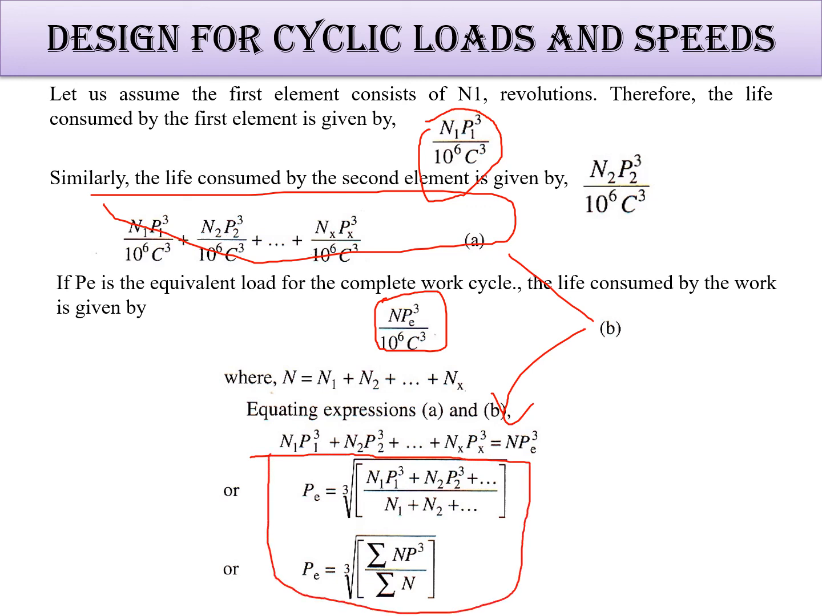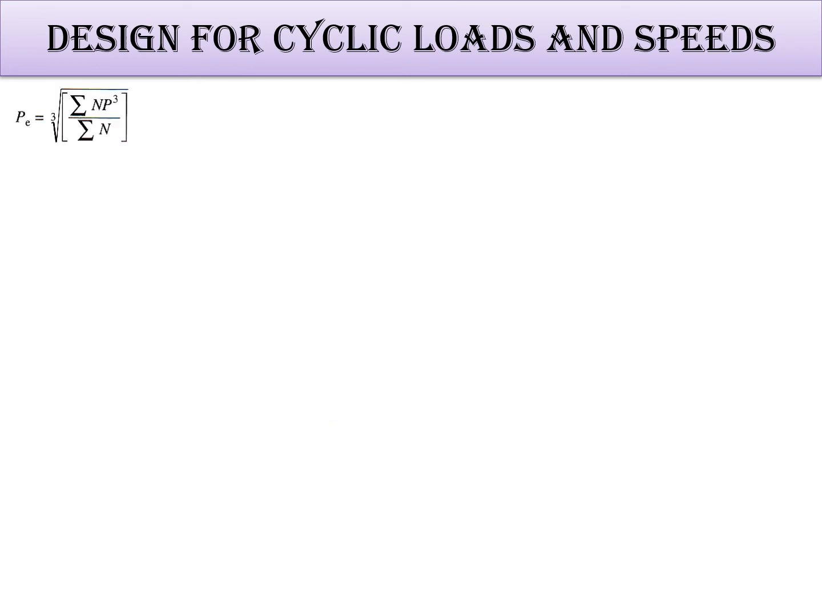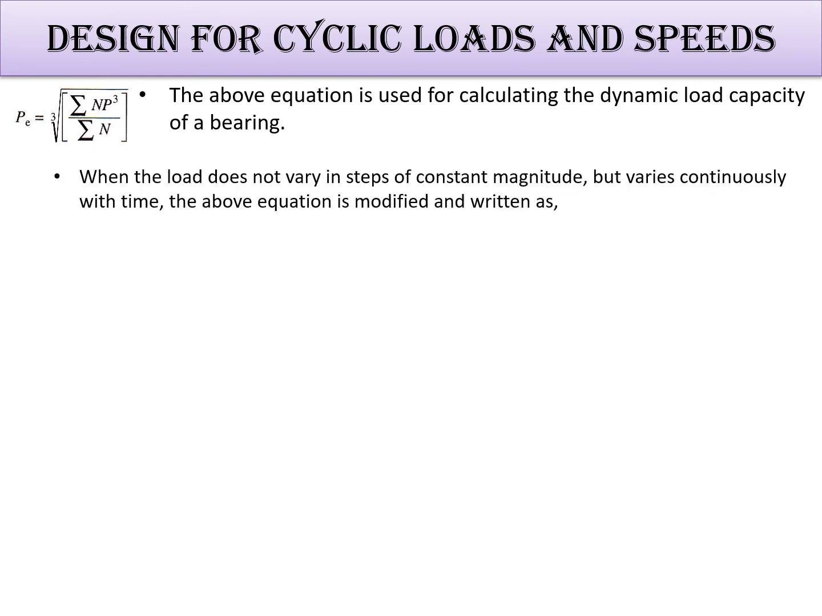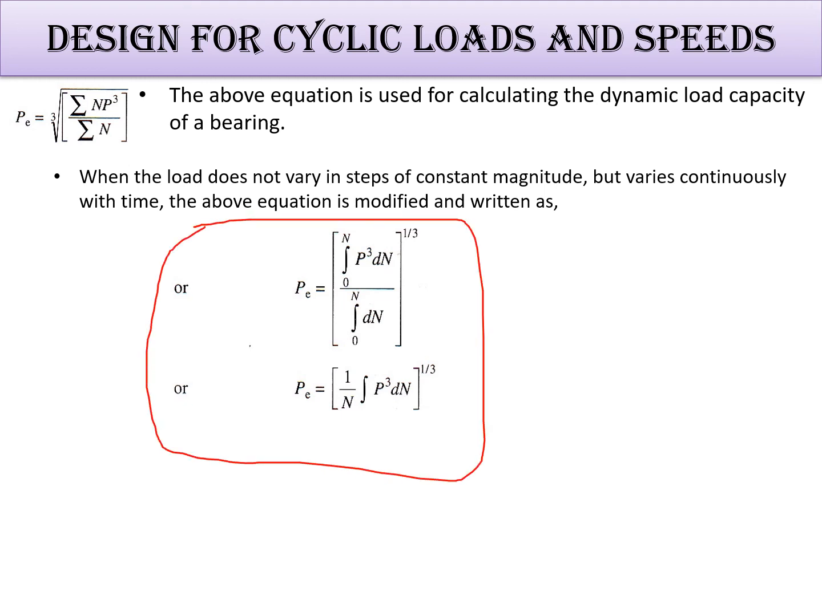This formula is important for us to find the equivalent load for cyclic loading condition. I think you can see here the above equation is used for calculating dynamic load capacity when the load does not vary in steps of constant magnitude but varies continuously with time. The above equation is again modified and written for the integration condition as integral from 0 to N of P cube dN upon integral from 0 to N of dN. So the last equation is the best equation for us. We can use that equation to solve the cyclic loading condition. Thank you very much.